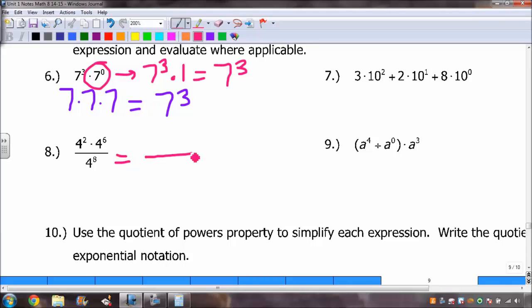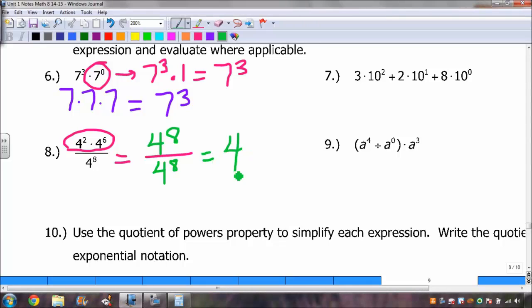Okay, so let's take a look at number 8. Number 8, you've got multiplication first, so let's multiply our numerators. When you multiply, hopefully you remember that you should add your exponents, so you end up getting 4 to the 8th power, and then I'm just going to copy the denominator, divided by 4 to the 8th power. Now I have to subtract my exponents, so I get 4 to the 0th power, but anything to the 0th power is equal to 1.